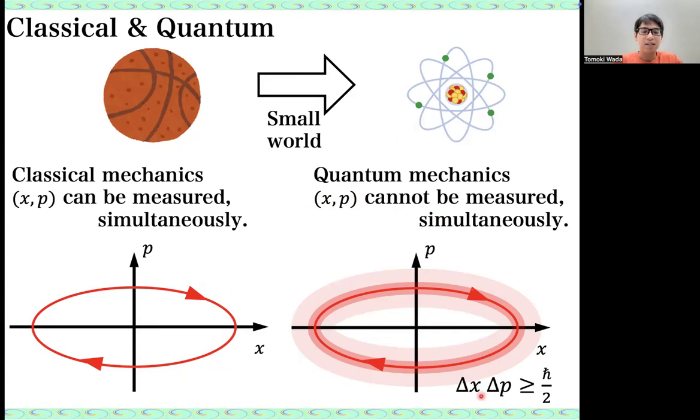There is an inequality between dx and dp. So when you want to measure positions accurately, due to this relation, the uncertainty in momentum becomes larger. This is one of the big differences between classical mechanics and quantum mechanics.